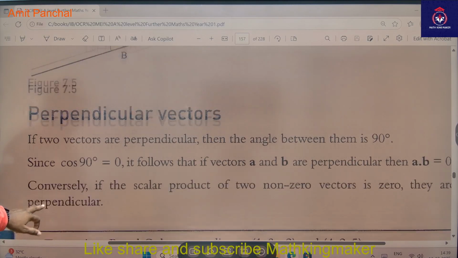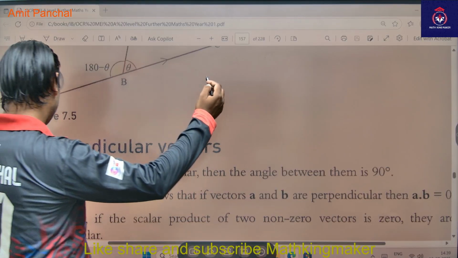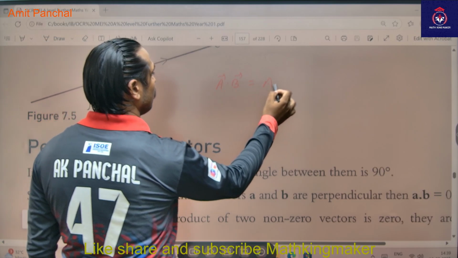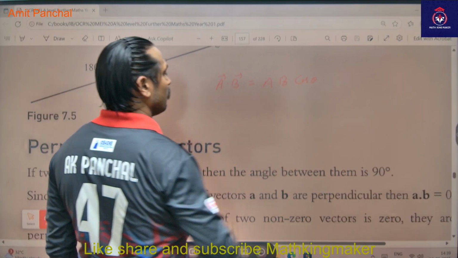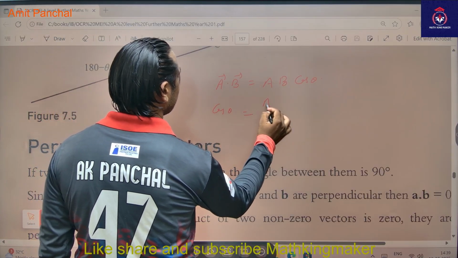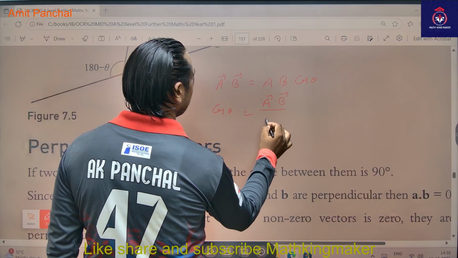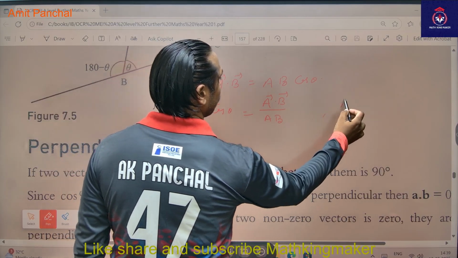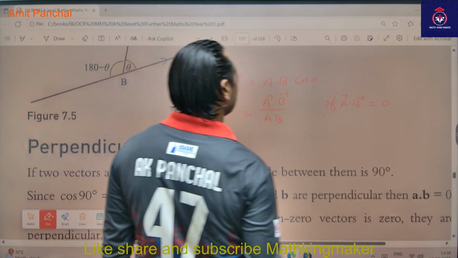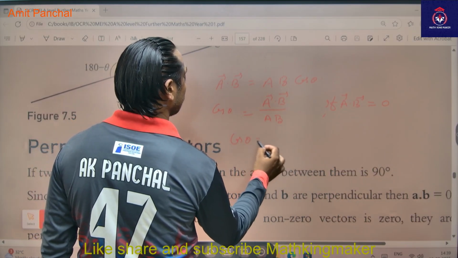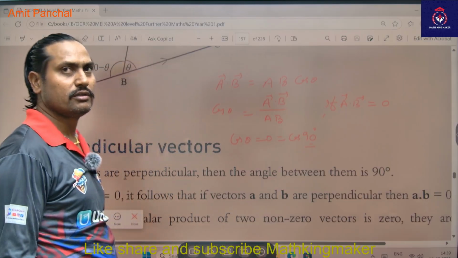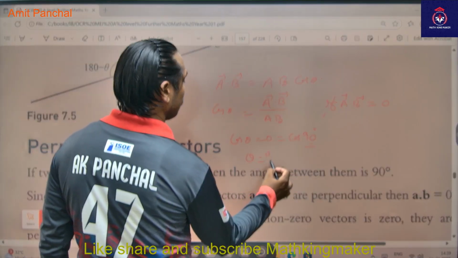Now, perpendicular vectors. You can see that A dot B is AB cos theta. So what is cos theta? Cos theta is A dot B by AB. What happens if A dot B is 0? If A dot B is 0, then cos theta will be 0. That is only at 90 degrees. That means theta is 90 degrees.